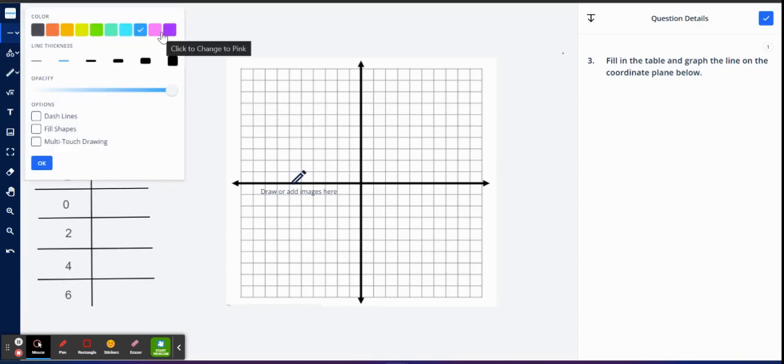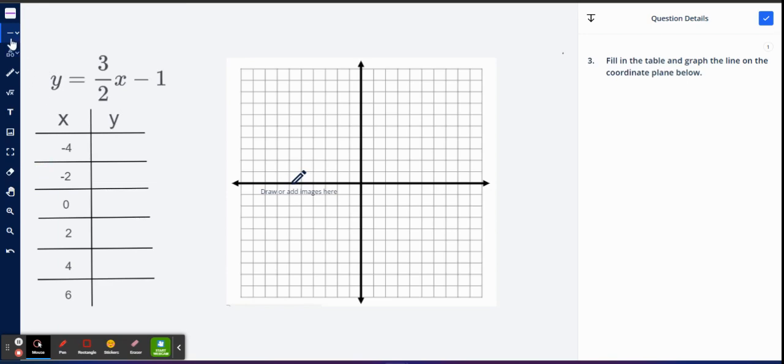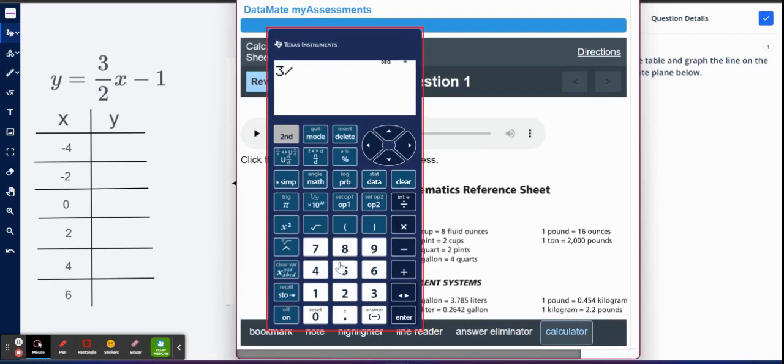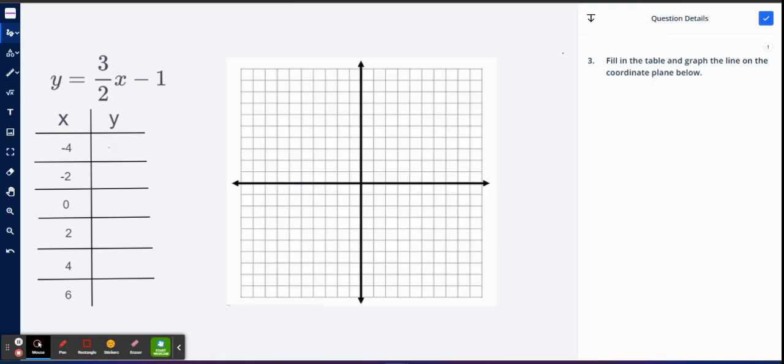Change the color on this one. I'm going to do purple. And change that to a scribble. Again, use your calculator. 3/2 times -4 minus 1. 3/2. Move this. There we go. Times -4. I'm going to put it in parentheses because you're supposed to be substituting in parentheses when you have a function like this. -1. Enter is -7. So back over here is going to be -7.